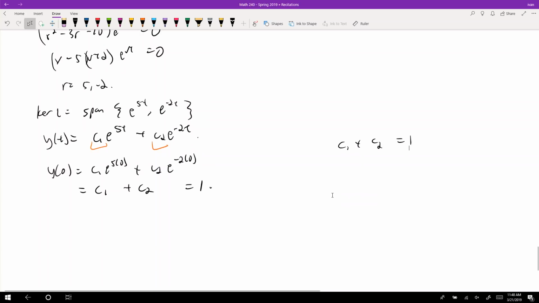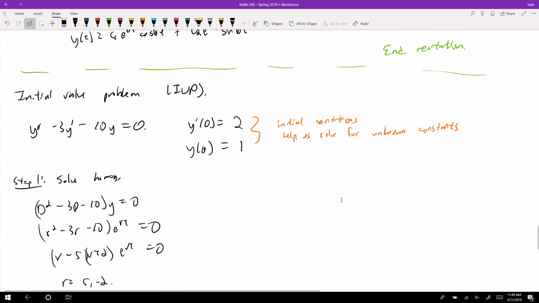So this is step 2, to find the unknown constants. So what do we do now? So we know y of 0. Now we need to find y prime of t, because we need to find y prime at 0 eventually.